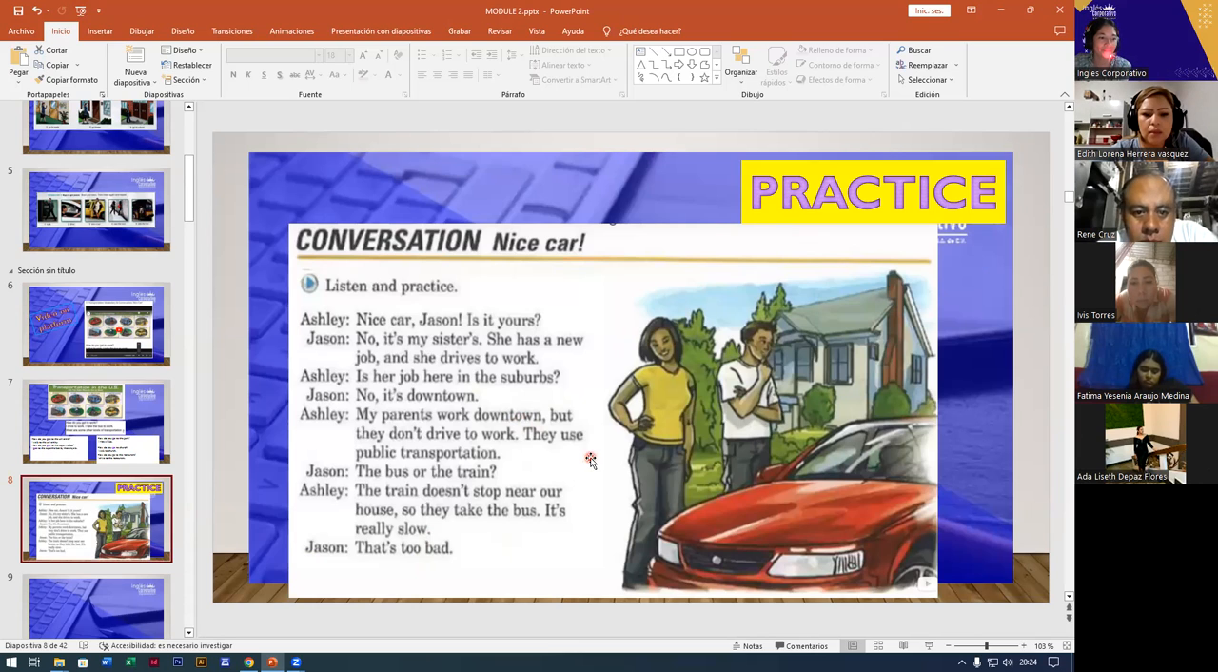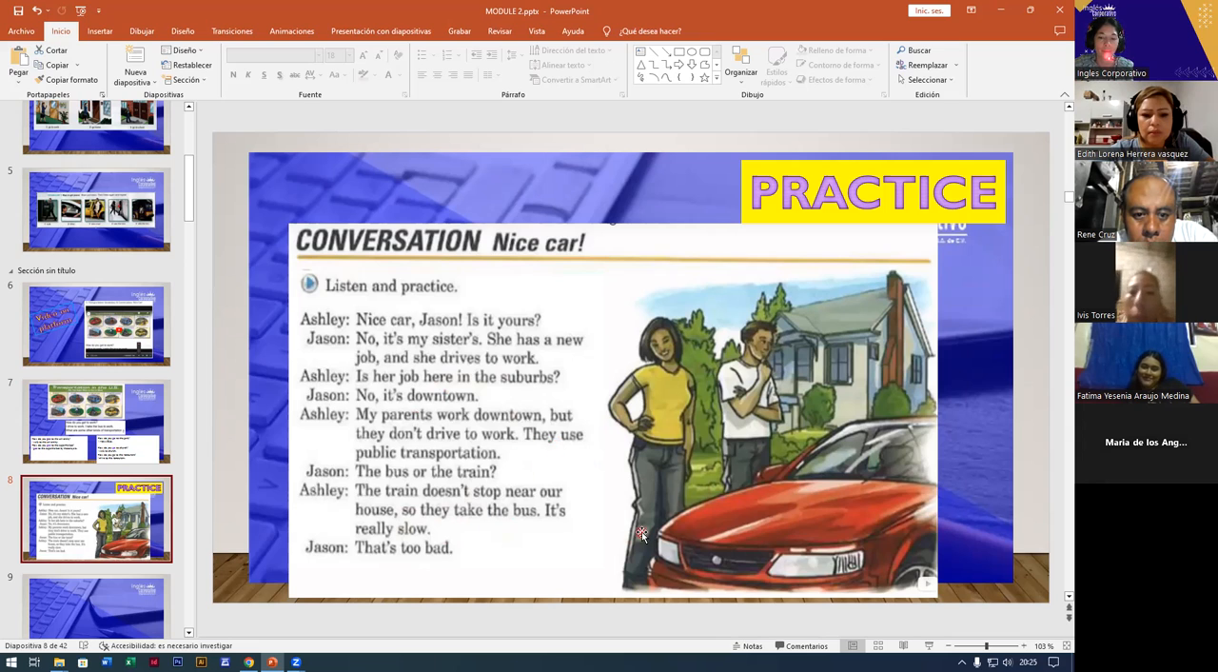Any other one? Job is empleo. Is her job, su empleo. Slow is lento. Slow is the contrary of fast. Lento. Really slow. It's realmente lento. Near, cerca. Near is the contrary of far, right?